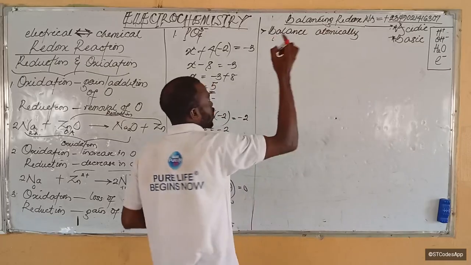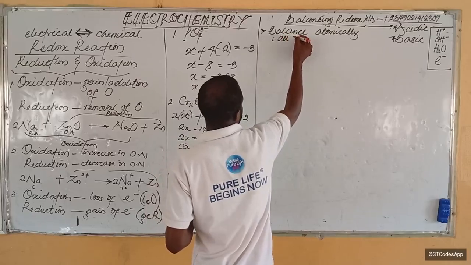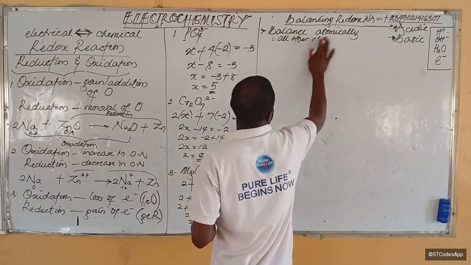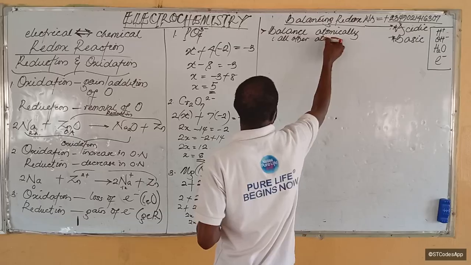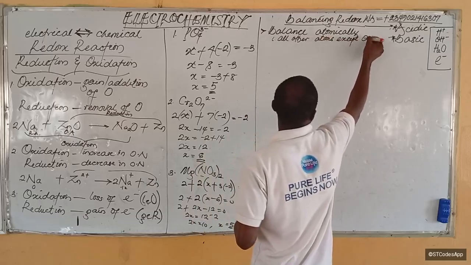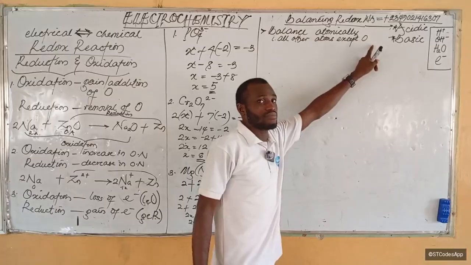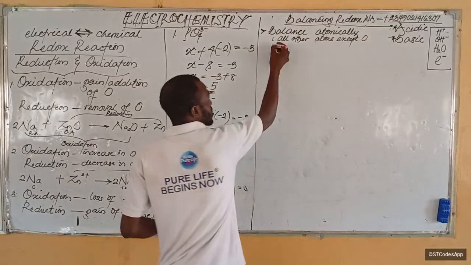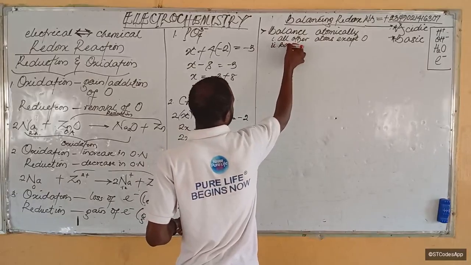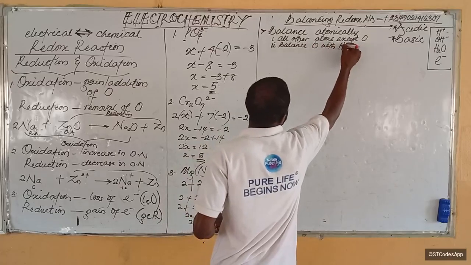The first thing is that you should balance all other atoms except oxygen. Balance oxygen last. When you now want to balance oxygen, balance it with water.